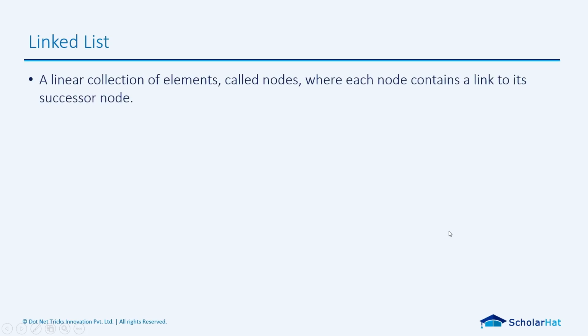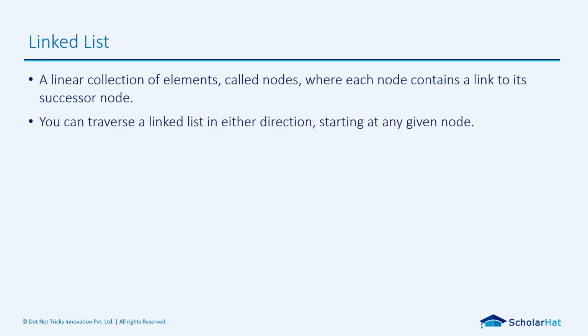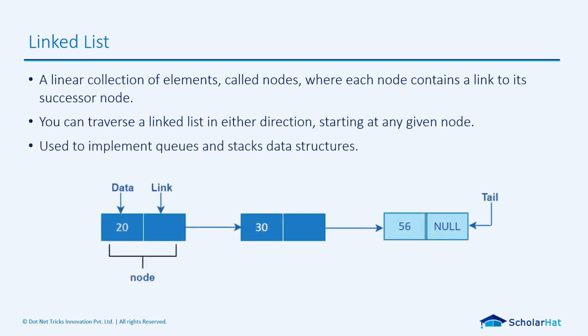A linked list is a collection of elements, and it's a linear data structure. Those elements are called nodes. Each node contains a link to its successor node. What does this mean? It means one node is going to have data and the reference of the next node, so the reference of the next node is stored in the previous node. You can traverse the linked list in either direction, starting at any given node. It is used to implement a queue, a stack, and lots of other problems are solved.